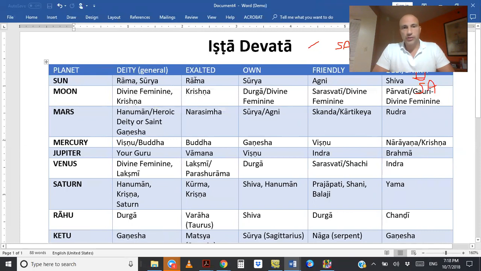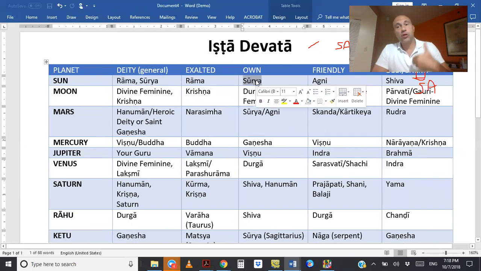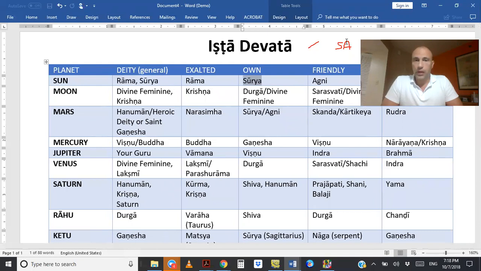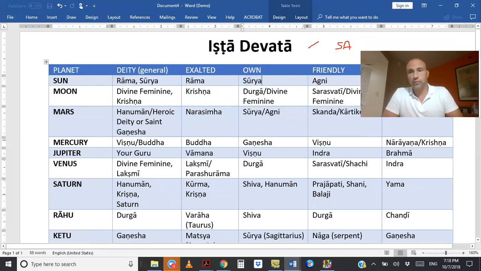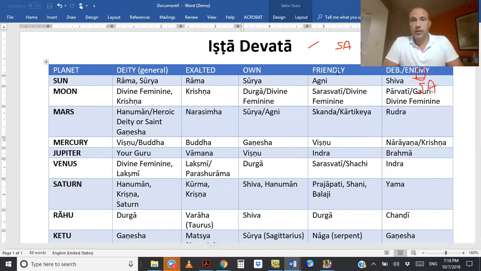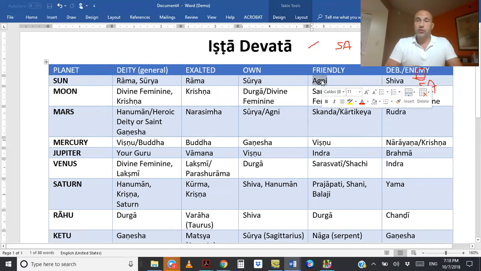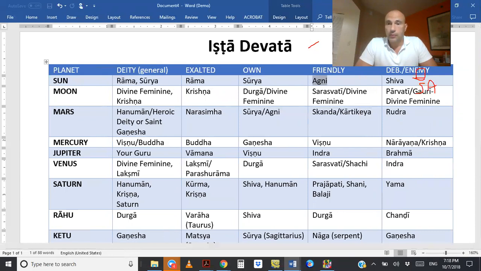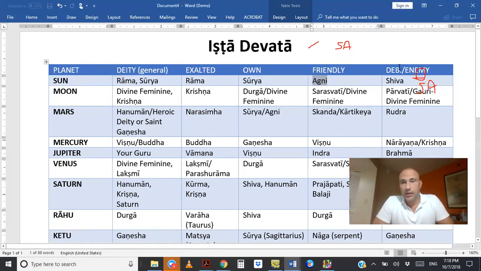So if the Sun is exalted, Rama. If it's in its own sign, you can also worship Surya, the Sun, as the divine, through a number of Surya mantras and rituals. If it's friendly, you can go to Agni and do fire rituals, fire offerings, or work with fire. Again, this isn't just in the Hindu context. This is in any spiritual tradition, working with fire. And let me put this down here. And then debilitated or enemy sign, any form or aspect of Shiva.